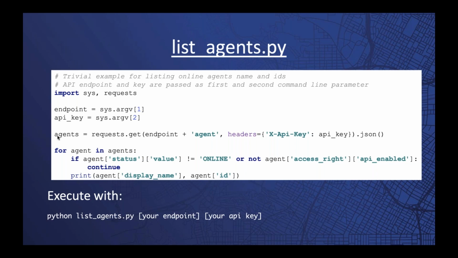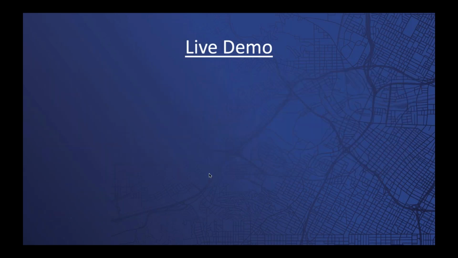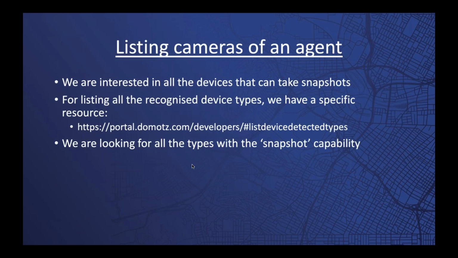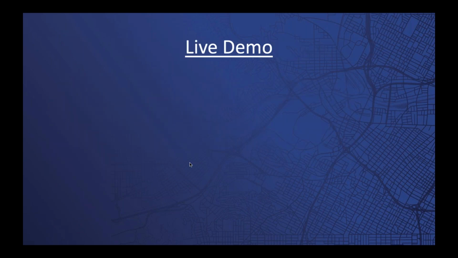After we get the agent list from the API, we loop over it and we just print all the agents that match our criteria, that is, online and enabled, and we will show the display name and the ID that will be used in the next example. So let me give you a live demo.